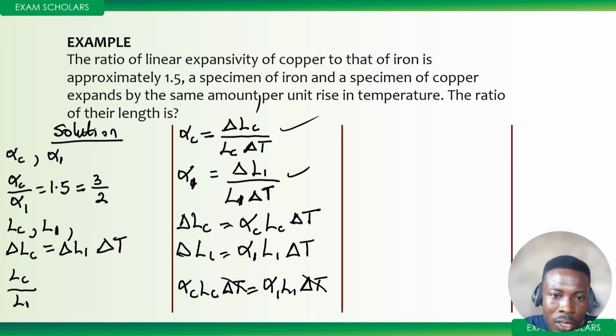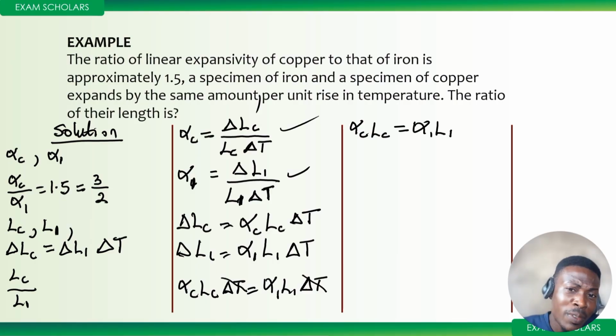So we are left with alpha C LC, which should be the same thing as alpha I Li. You know, I've solved this question without stress. Let's see if I'm actually correct. All right, now let's go. Before we try to make LC over Li the subject of the formula here, let's quickly rearrange this. According to the question, we are given alpha C over alpha I. So let's try to get that value.